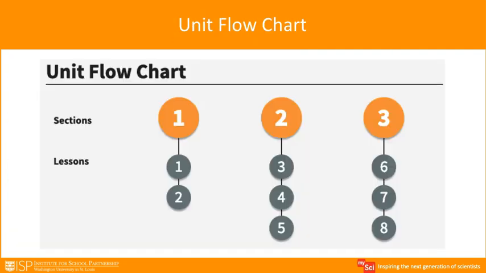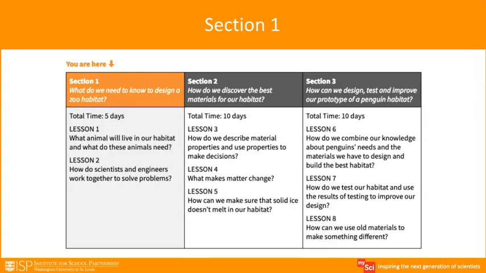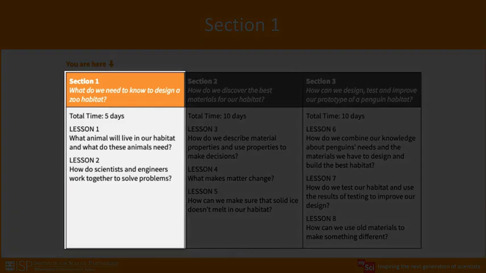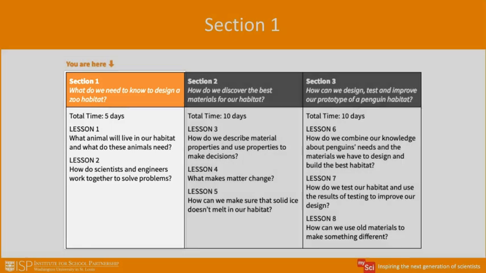Now that we have an idea about what students will study in this unit, take a look at the unit flowchart. This unit is divided into 3 sections, and there are 8 lessons total. In Section 1, students discover what scientists and engineers do and how scientists and engineers can help build a habitat for a penguin. This section will take about 5 instructional days.